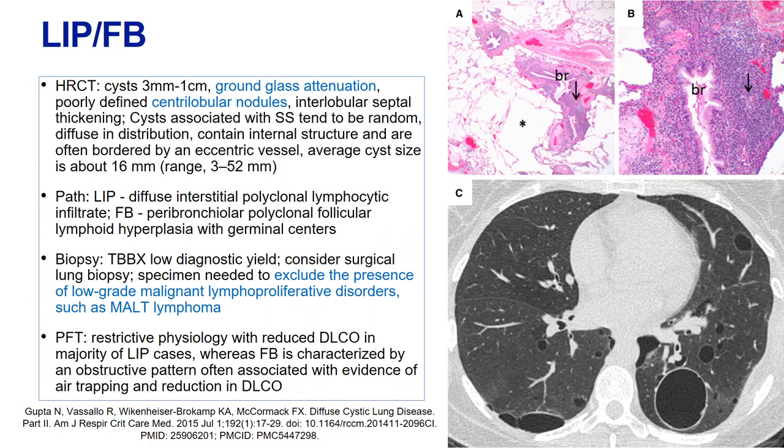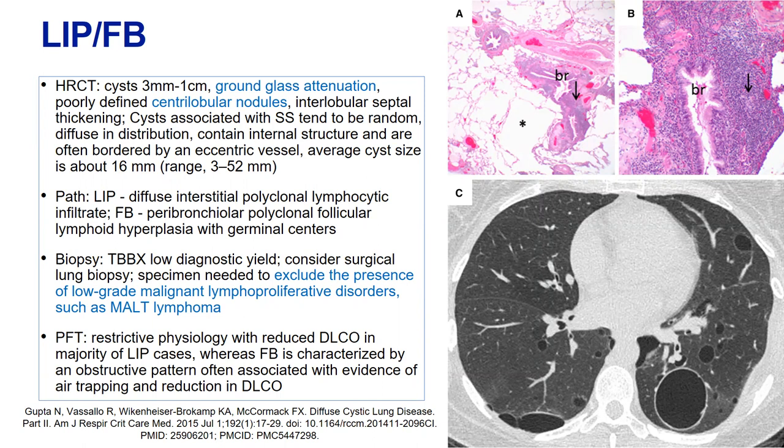In these patients, your high resolution CT is going to be very helpful. For LIP and FB, you're going to be looking for things other than just the cysts to help you confirm your differential diagnosis. You will commonly see areas of ground glass attenuation. They can have poorly defined centrilobular nodules. They can have interlobular septal thickening. And sometimes they also have borders of eccentric vessels.